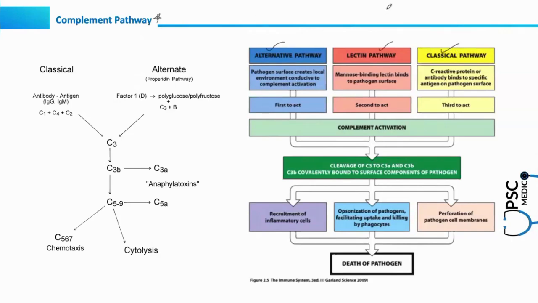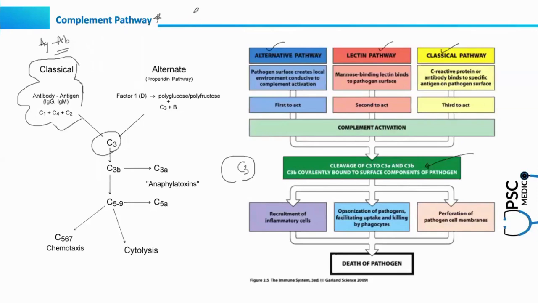So what are all the three pathways? Alternate pathway, lectin pathway, and classical pathway. But the final destination is again C3. So if you remember, C3 is a common destination for all. Classical pathway requires the formation of antigen antibody complex.